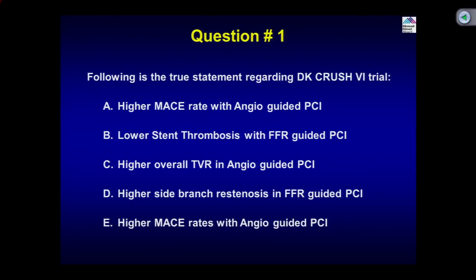Three questions. Following the true statement regarding DK CRUSH VI: a higher MACE rate with angio-guided PCI, lower stent thrombosis with FFR-guided PCI, higher overall TVR in angio-guided PCI, higher side branch restenosis in FFR-guided PCI, and lastly the higher MACE rates with angio-guided PCI. We have spoken about this in the DK CRUSH.